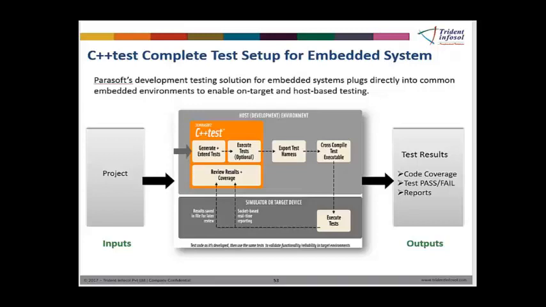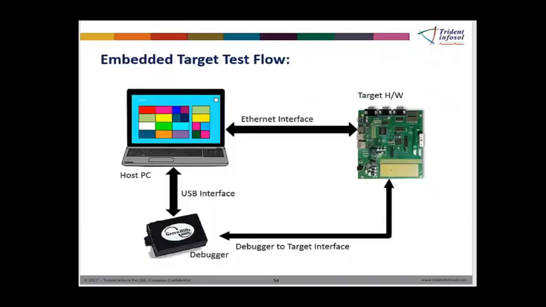The same test executable needs to be downloaded to the target, and we need to execute the test executable on the target. The result will be in terms of test case pass or fail, and you can also see the code coverage results. You can see the different types of code coverage in the result. This is how the exact setup will look for embedded software testing in Parasoft C++test.